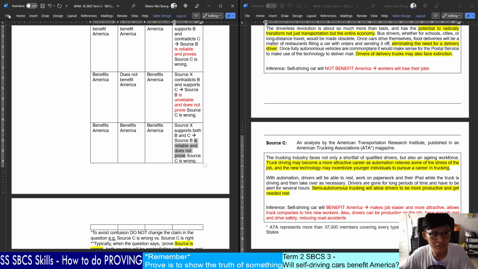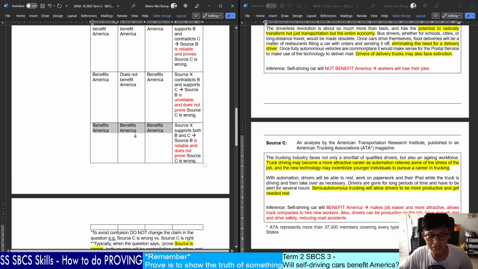Okay, the reason being is that the statement says source C is wrong. So in this case the statement is saying that source C is wrong. But if we look at all three sources, they are saying the same thing, right? So that means source C is correct, right? Source C is right. So if source C is right, how can source B prove that it is wrong?